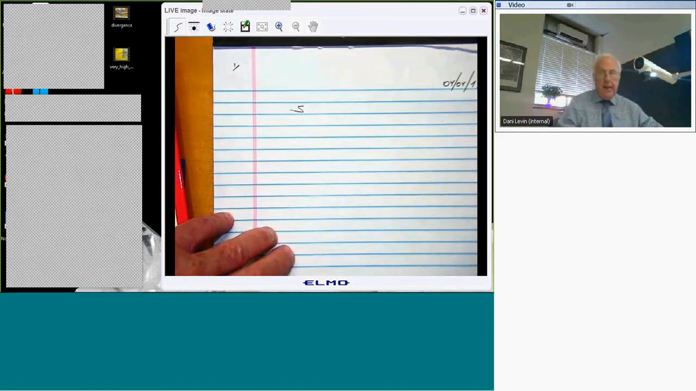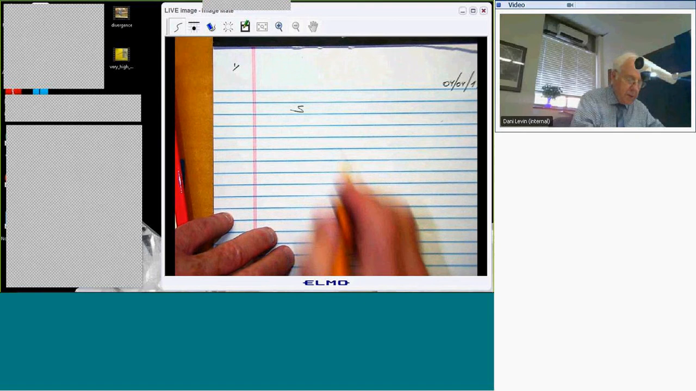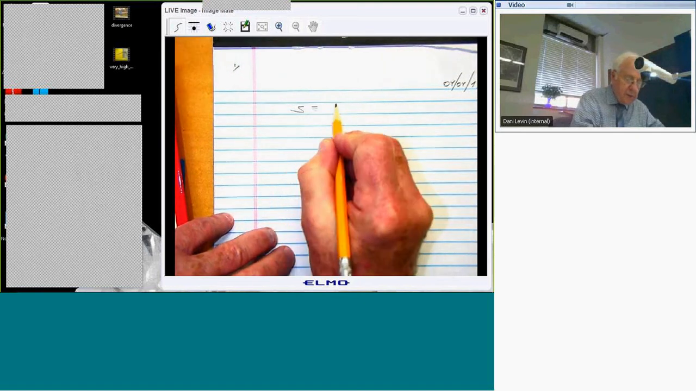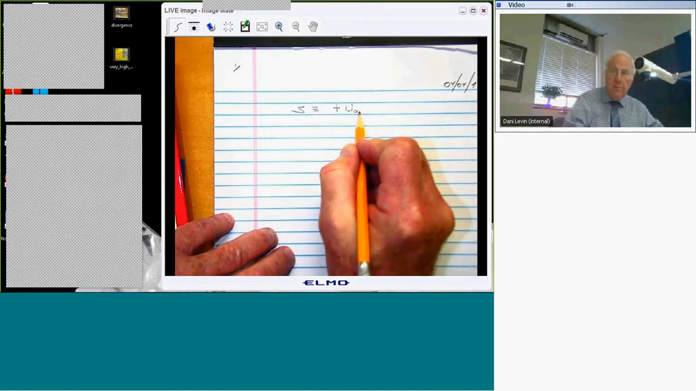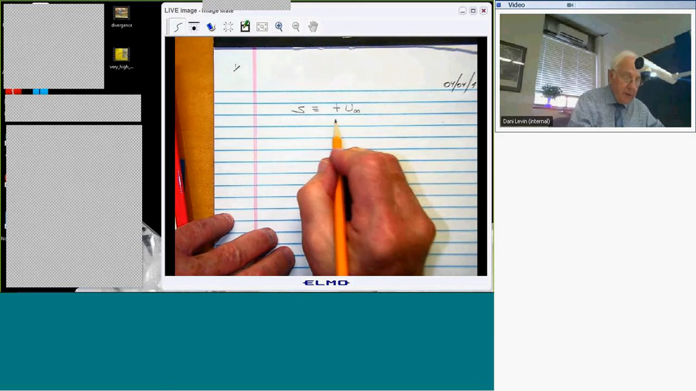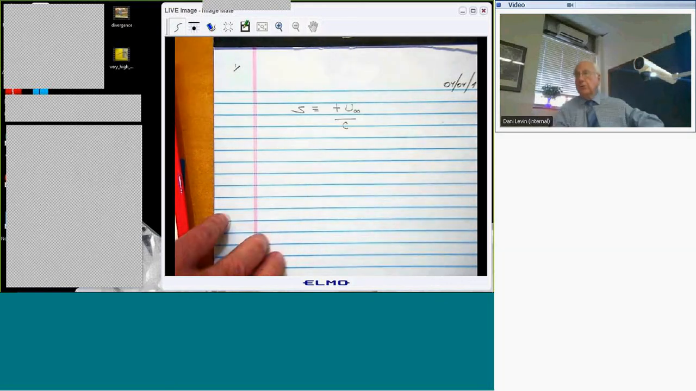So S, by tradition, is called the magic time. So it's physical time multiplied by the free stream velocity divided by a typical length scale, which is usually the chord of the airfoil. Okay.